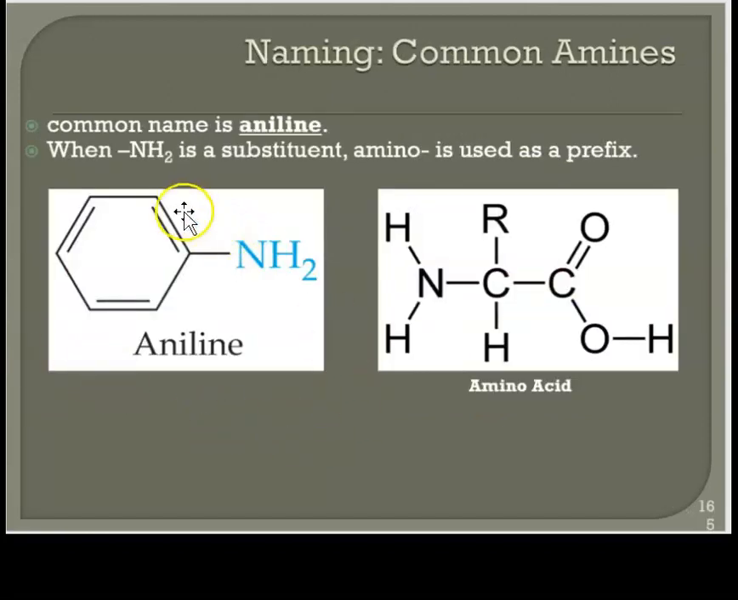Common names for some of these benzene rings, right? We have common names for some of these. Aniline is a common name for the benzene ring with the primary nitrogen. And then we know these amino acids are also amines, right? Amino acids, not necessarily going to be named through the IUPAC naming system, but it is an amine with a carboxylic acid functional group.